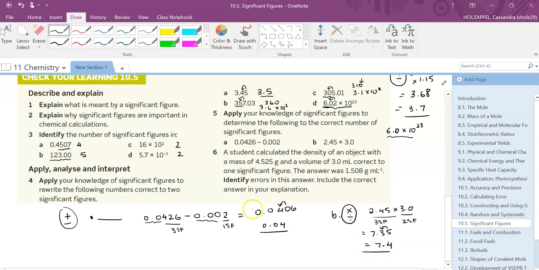Okay, so you guys can have a go now at this question 6. A student calculated the density of an object with a mass of 4.525 grams and a volume of 3.0 mils, correct to 1 significant figure. Okay, so the answer was 1.508 grams per milliliter. Identify the errors in this answer, include the correct answer in your explanation.